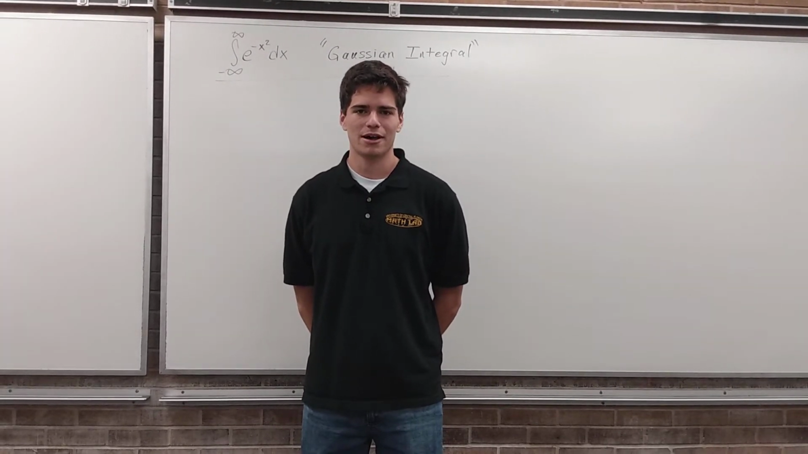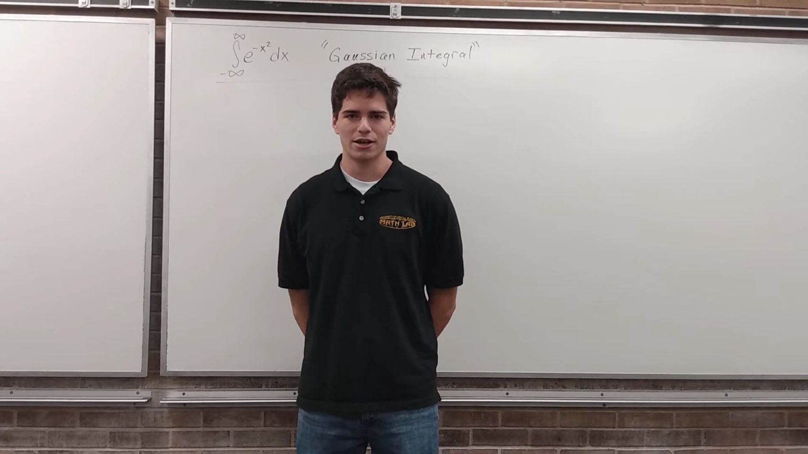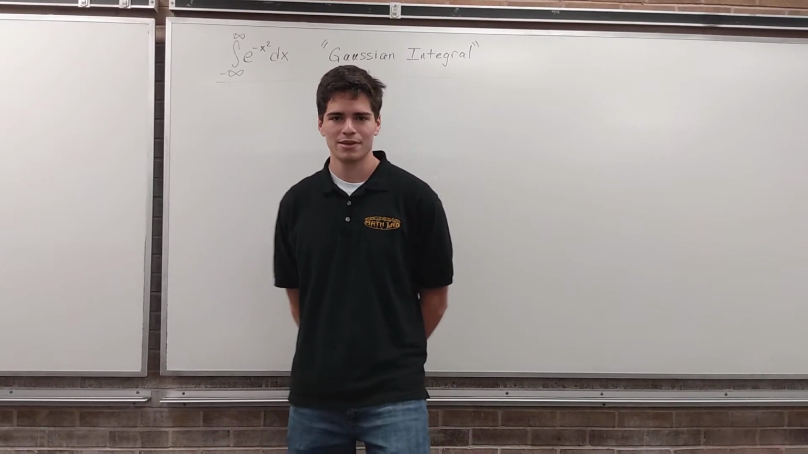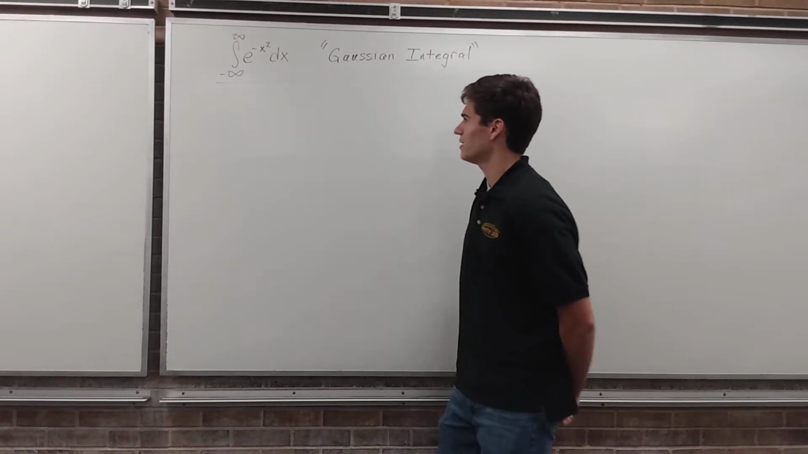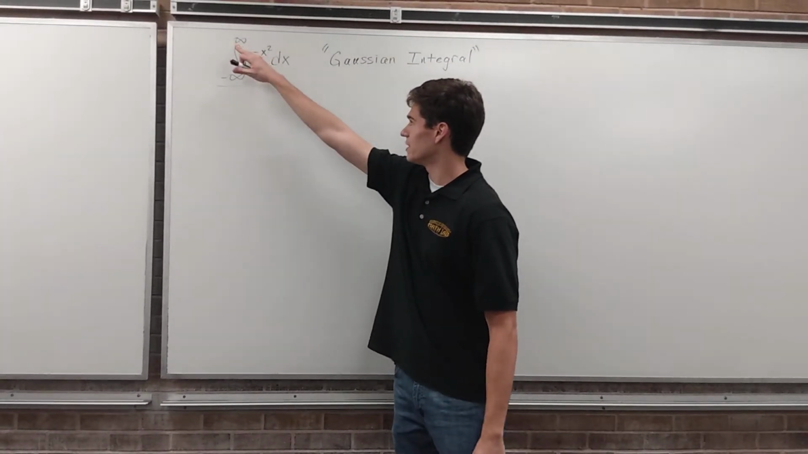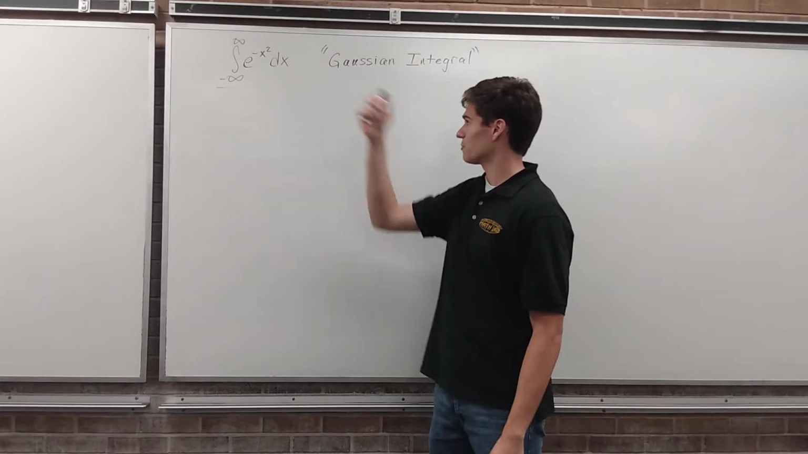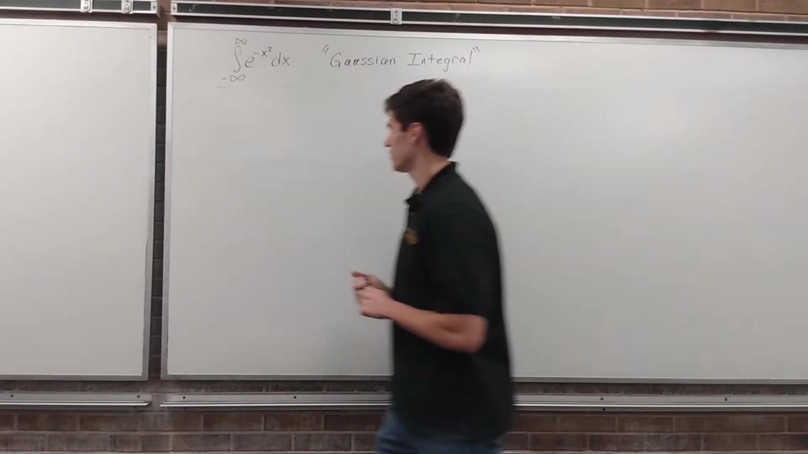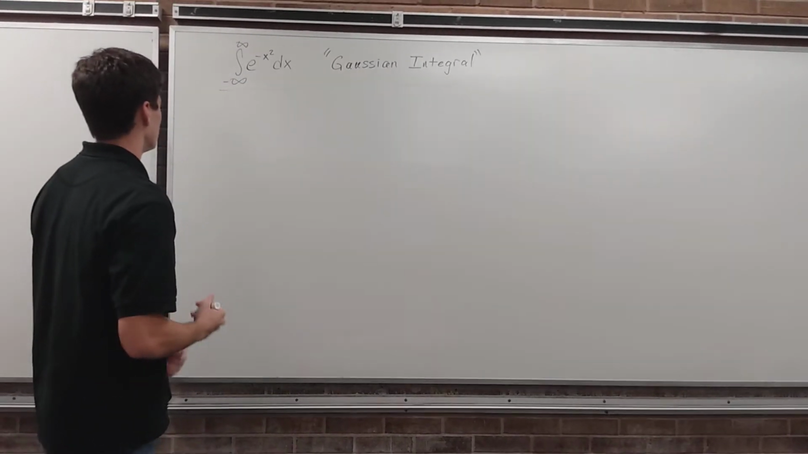In this video, I am going to be demonstrating an outline of the proof that the Gaussian integral is equal to the square root of pi. The Gaussian integral is defined as the integral from negative infinity to infinity of e to the negative x squared dx. To compute the Gaussian integral, we're going to be observing the square of the Gaussian integral.